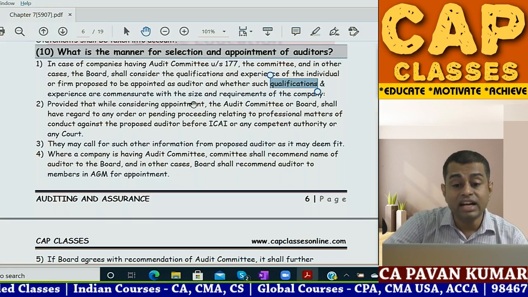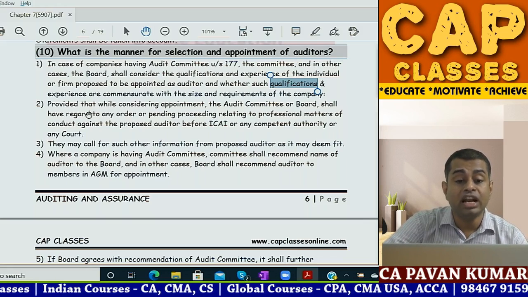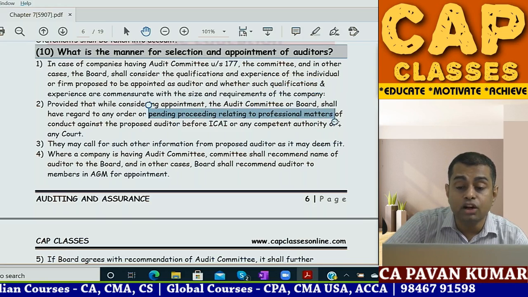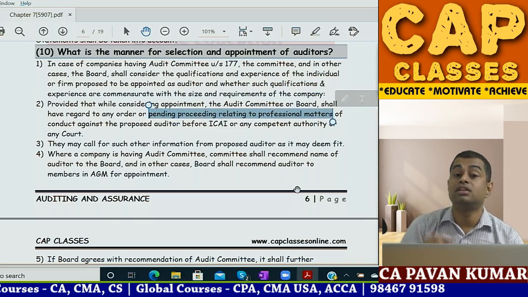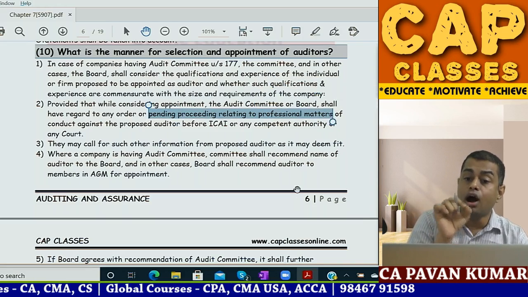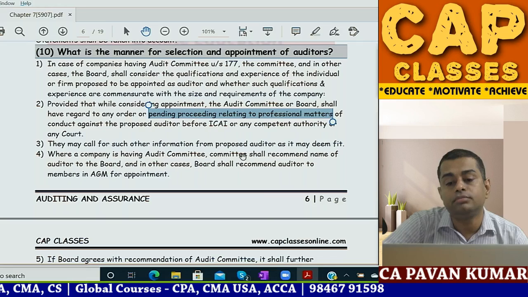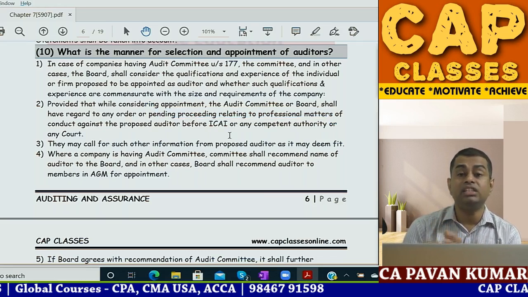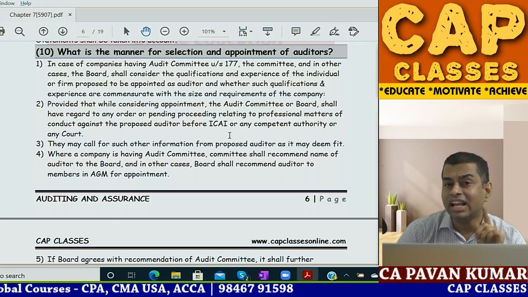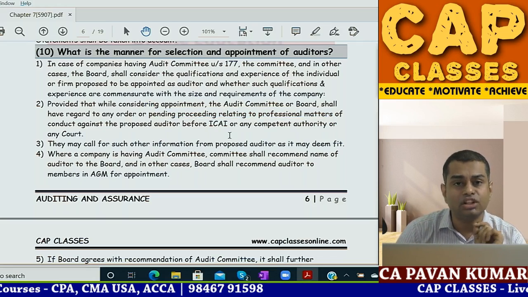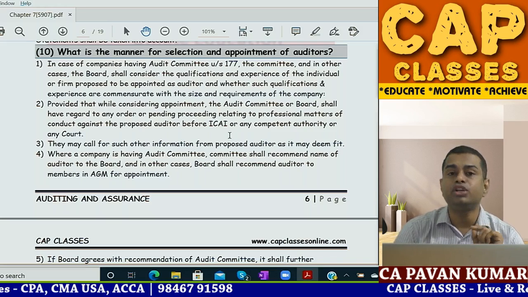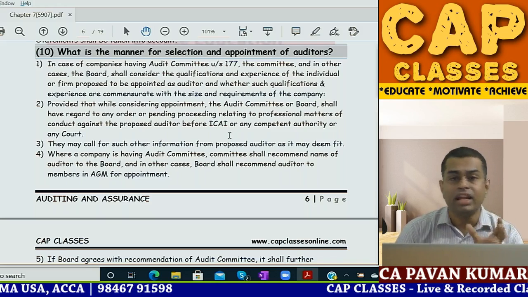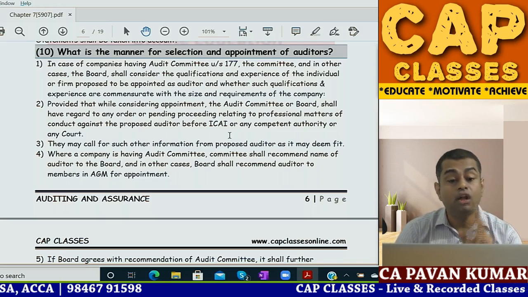Provided that while considering the appointment, the audit committee or board shall have regard to any other pending proceedings relating to professional matters, either before ICAI or by any competent authority or court. So if they are appointing X-End company chartered accountants, they look for whether there are any cases on X-End company, whether there are any cases on the partners, whether there are any disciplinary proceedings on the partners by ICAI, whether there is any other litigation or any other court case, all these things.